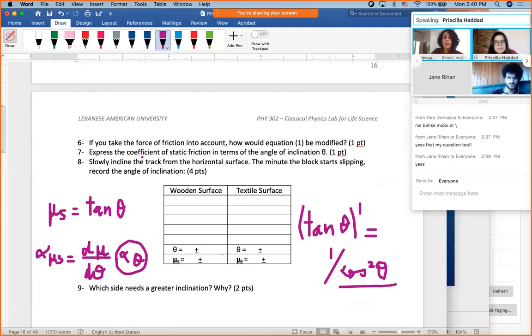All right. Priscilla, please call me Jessie. If you cannot, Miss Jessie would be okay. So, okay. 8, slowly incline the track from the horizontal surface. This part of the experiment is not in my video. That's why I shared Dr. Summer's video, definitely after telling her, because I did this experiment for Physics 111 and they don't have this section.